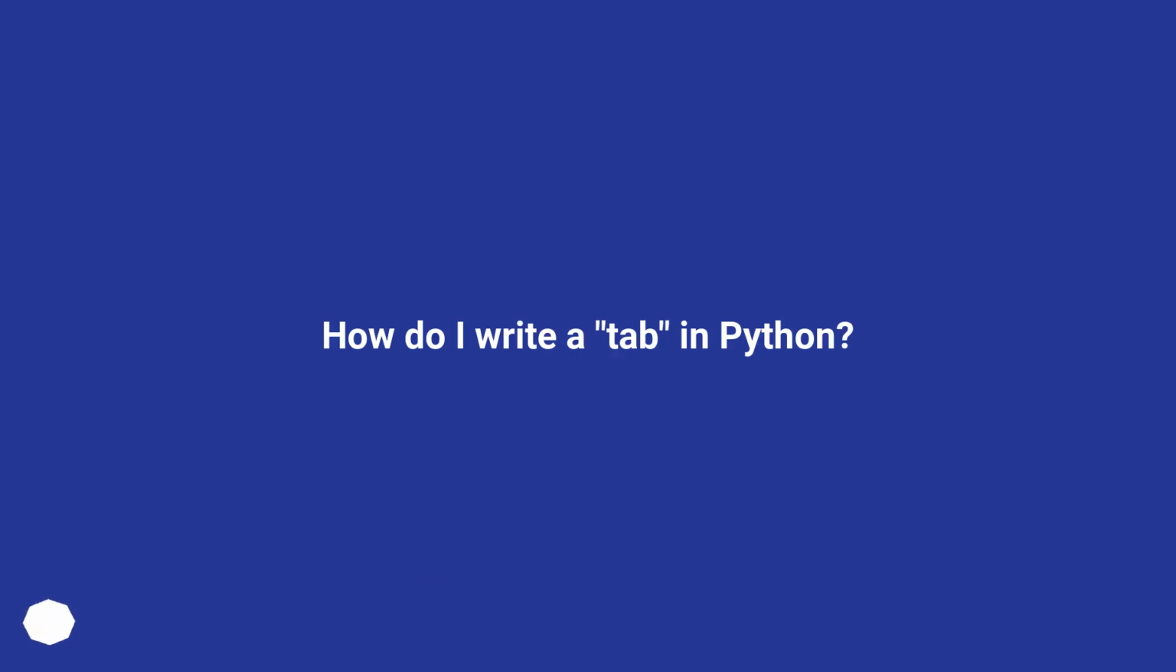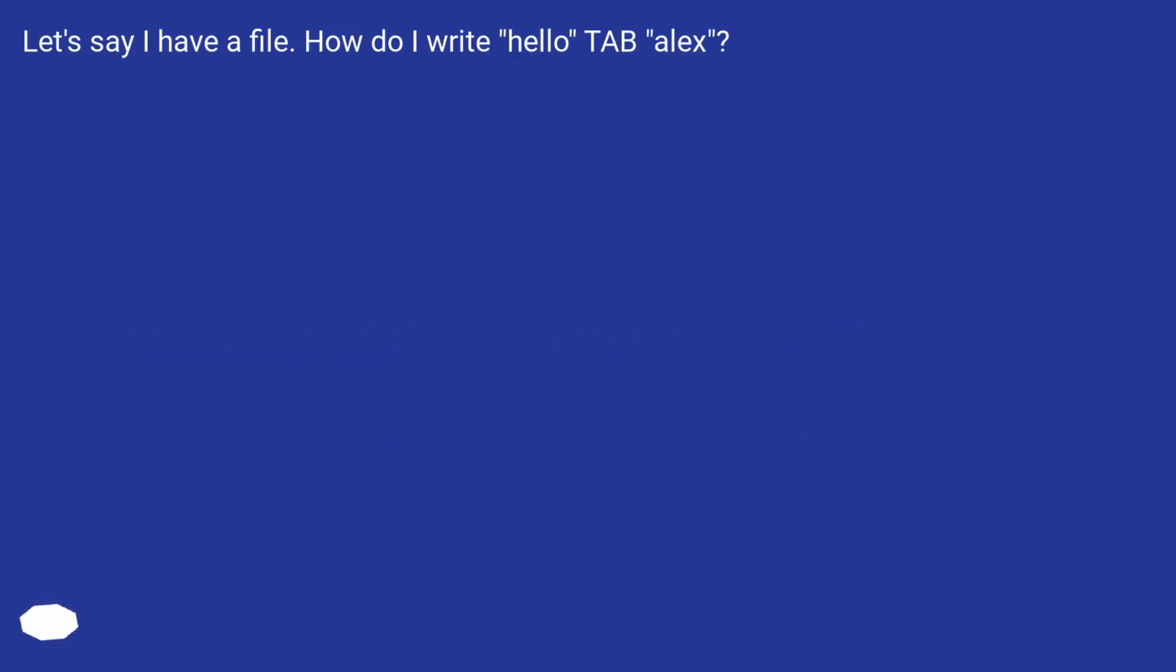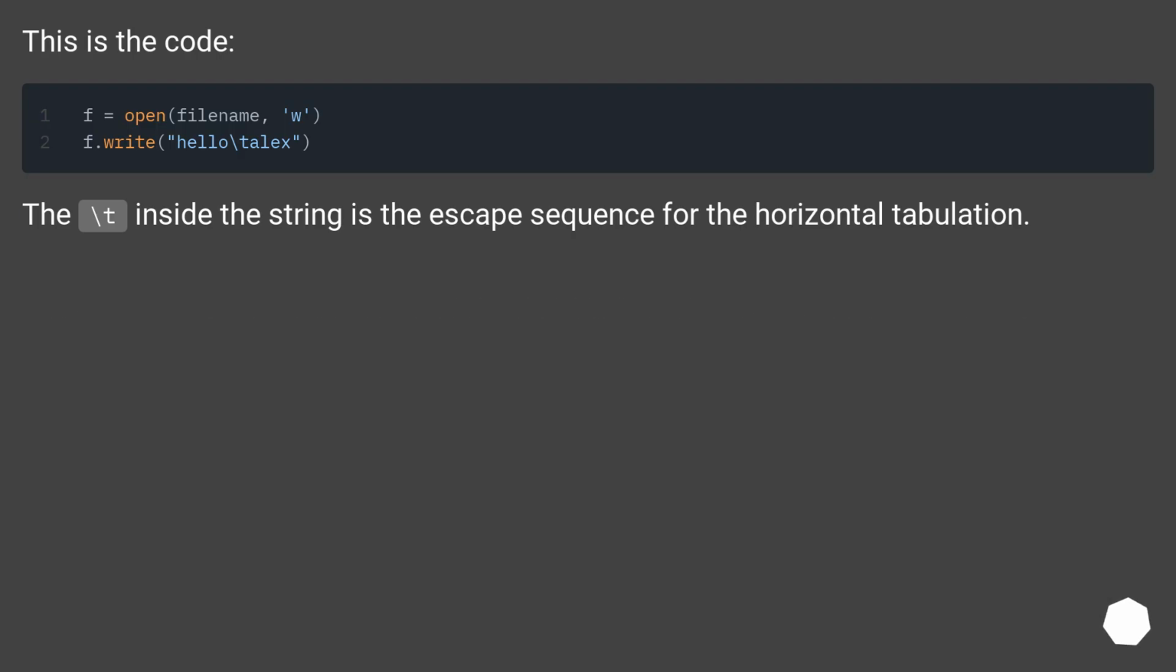How do I write a tab in Python? Let's say I have a file. How do I write hello tab Alex? This is the code. The \t inside the string is the escape sequence for the horizontal tabulation.